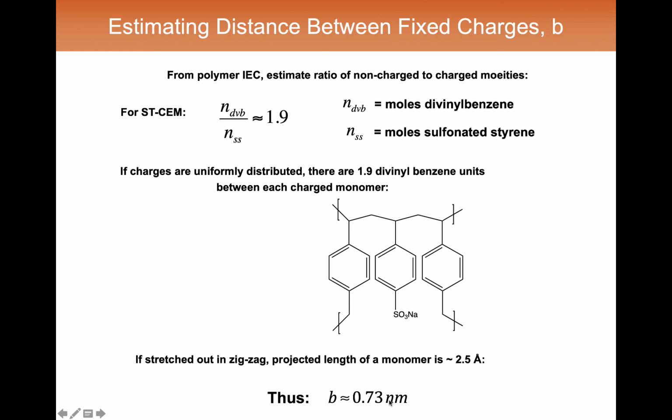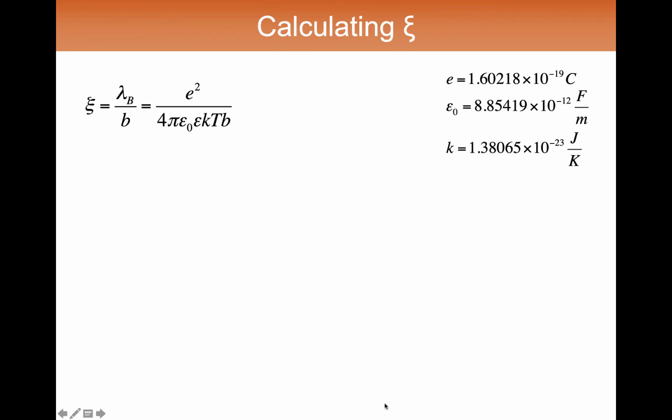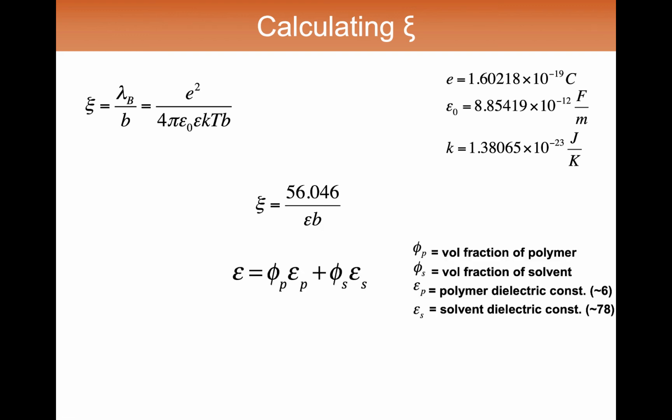Remember, the Manning parameter is a ratio of two length scales, the Bjerrum length and the distance between fixed charges. If we know the polymer chemistry, we can estimate this distance between fixed charges. It also depends on the Bjerrum length, and we can plug in the fixed constants to get the expression that's shown here in the middle of the page for the relationship between the Manning parameter, the dielectric constant in the medium, and the distance between fixed charges, b.